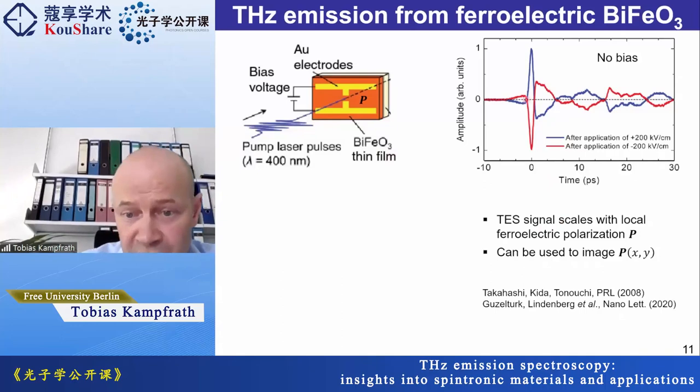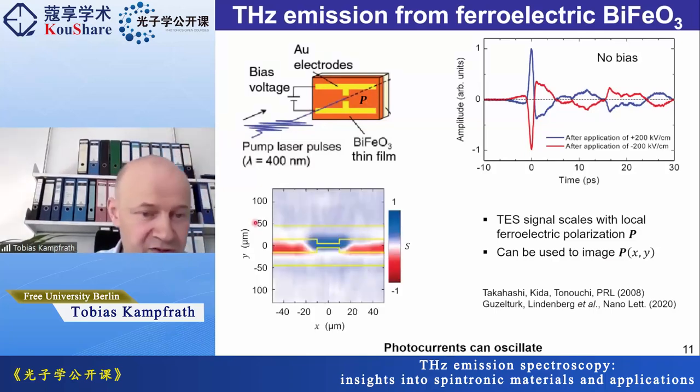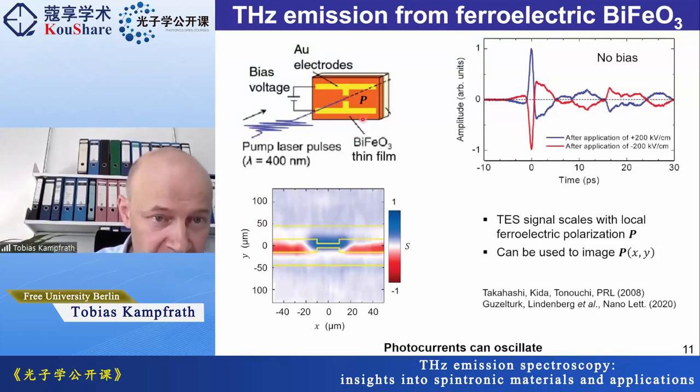And you can now use, for example, the signal to learn more about the ferroelectric properties of the material. And you can also use this to image actually the polarization as a function of the spatial position in the XY plane. And this is what they did. You see this in this image here. So the yellow lines show again these electrodes here, these gold electrodes.